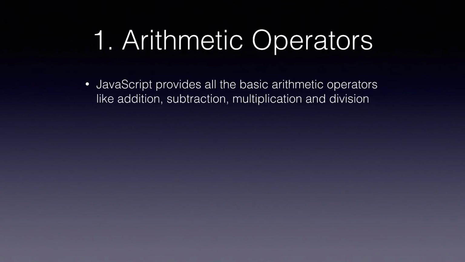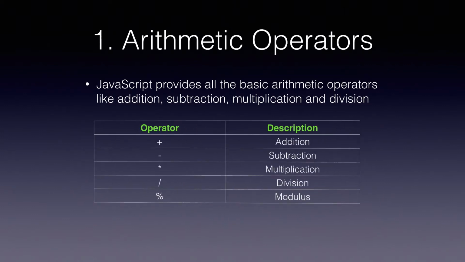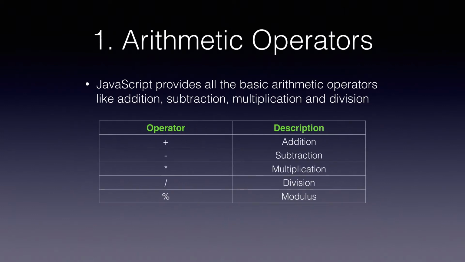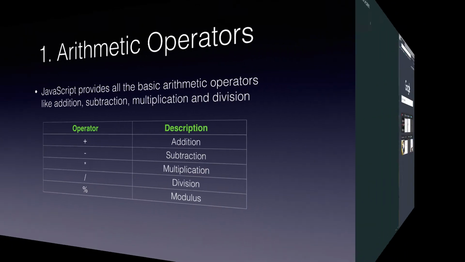JavaScript provides all the basic arithmetic operations like addition, subtraction, multiplication and division. So here are the operators available in JavaScript. All these operators are binary operators since they require two operands. Let's write some code to understand arithmetic operators.